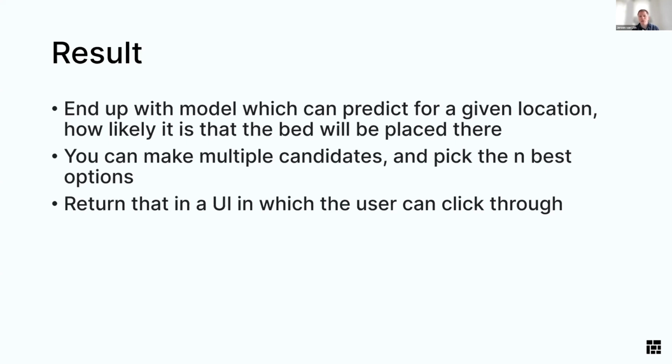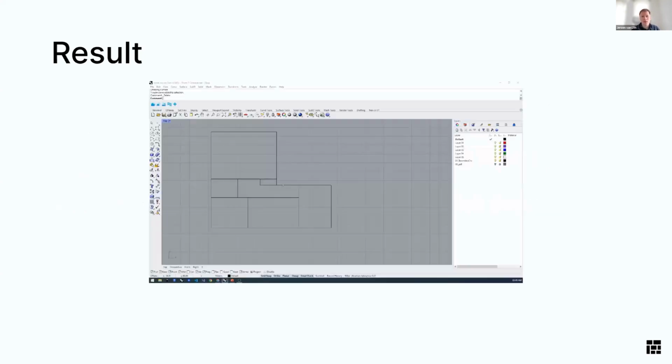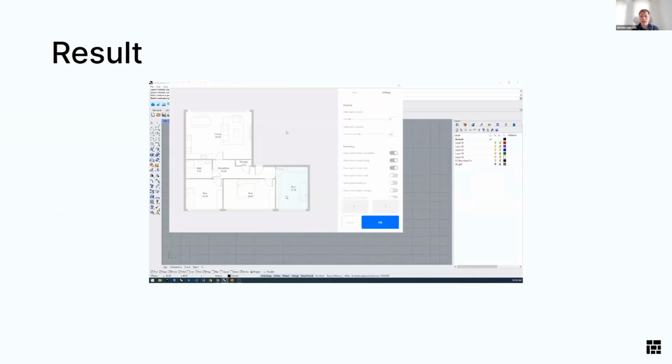And then, of course, this is not really the machine learning part anymore, but for PlanFinder, we also have a UI, which a user can click through these options. So here you can see how that works in practice with PlanFinder. So you're doing that furnish thing, right? And it will generate these bed positions for every room.